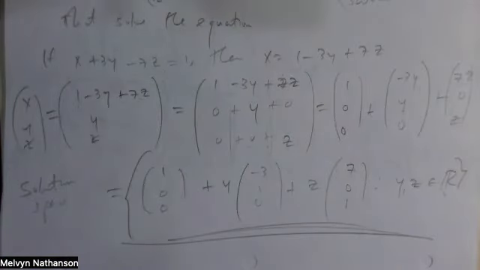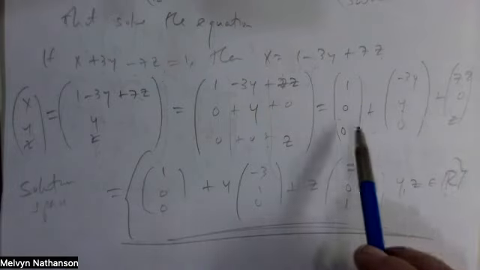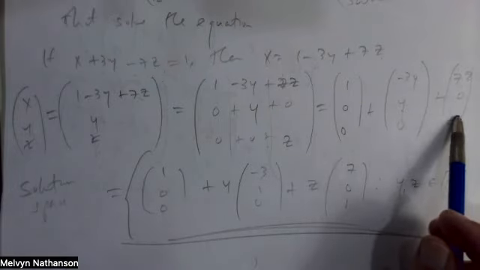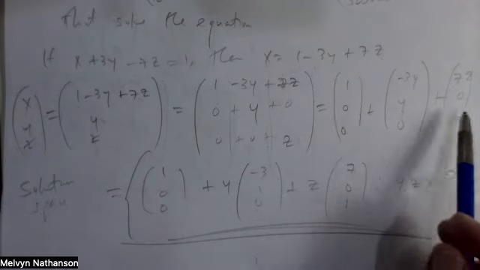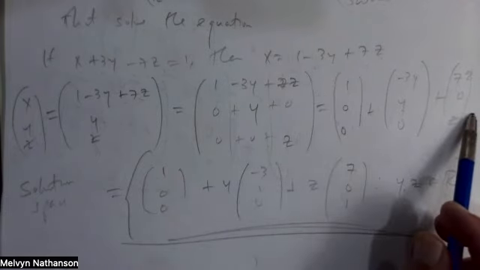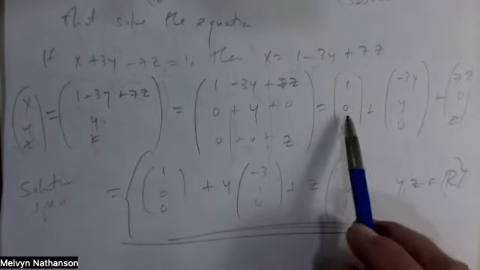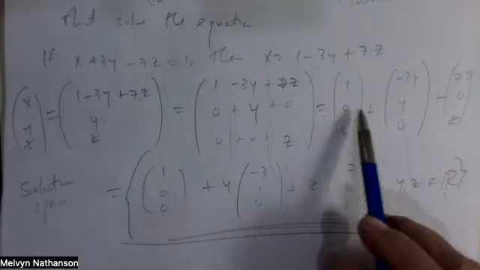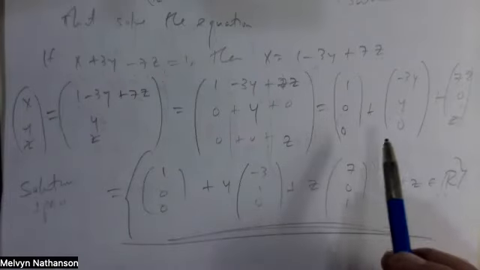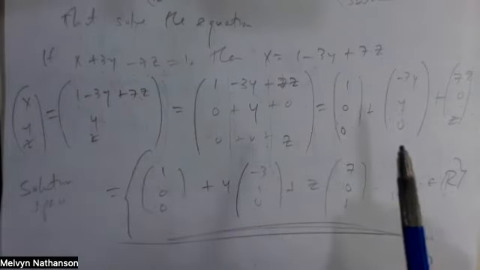And then I'm simply decomposing this vector into a sum of three vectors, this plus this plus this. And why is that true? Because if you add these three vectors, and you add vectors by adding coordinates, the first coordinate is 1 minus 3y plus 7z, exactly this. The second coordinate is 0 plus y plus 0, that's this. The third coordinate is 0 plus 0 plus z, that's this.